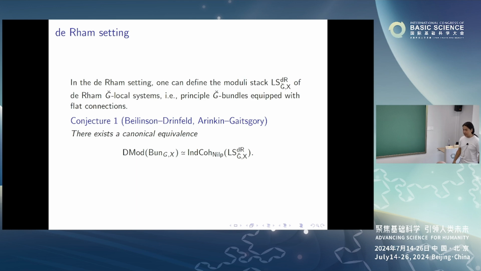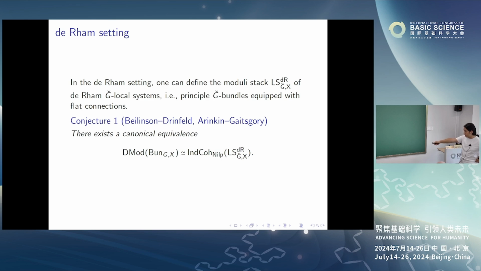So we do have this, and now the previous heuristic idea tells us that D-mod on Bun_G should be compared with quasi-coherent sheaves on this moduli stack. This was the conjecture, or the best hope, proposed by Drinfeld and Laumon in the 80s. At that time, I think they already knew that this could not be true because of some phenomena of Eisenstein series. And over 10 years ago, Arinkin and Gaitsgory gave a precise formulation of this conjecture.